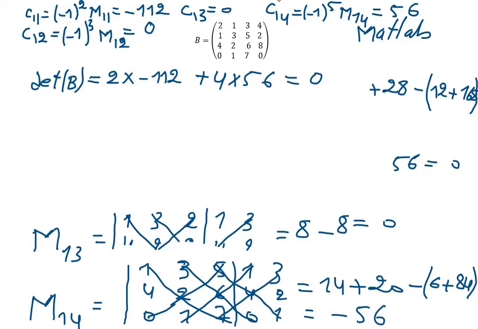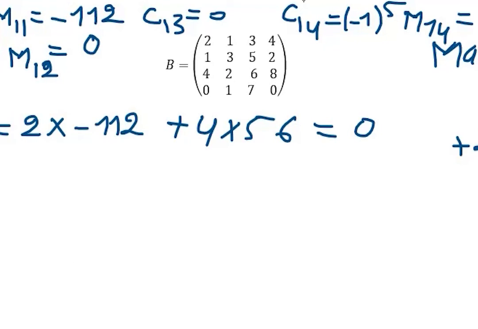So as we expect, the determinant is equal to 0 because we have here two proportional rows, so this row here and this row here are proportional, and also these two columns here, the column here and the column here are proportional, so the determinant is normal to be 0.